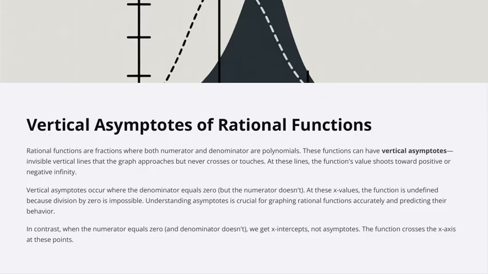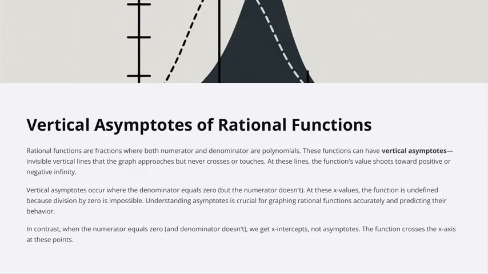Now, where do these vertical asymptotes come from? They occur specifically at the x values where the denominator equals 0, but the numerator doesn't. In other words, at these points, the function is undefined because dividing by 0 is impossible. Recognizing these points is key to understanding how the graph behaves near these lines.